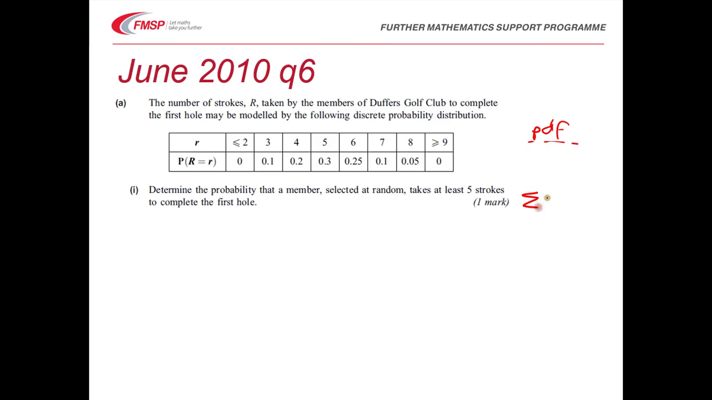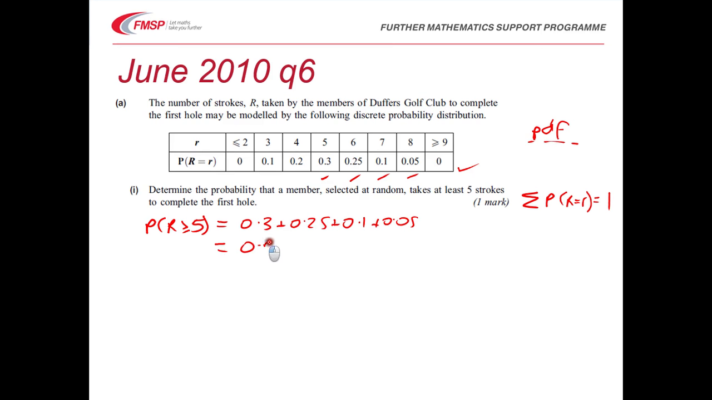So here we're looking at the concept that if you were to add all probabilities together, you should get 1. It's always worth just checking that that's true. Here it is, so that's absolutely fine. But each of these outcomes is independent, so it's more of a question of now adding. So taking at least 5 strokes, this is the probability that R is greater than or equal to 5. So that's going to be this, this, this, and this outcome. We need some evidence that you're adding. I know it's only worth 1 mark, but it's always a good idea just to do a little bit of working out here. Okay, so that's going to give me 0.7, and you're going to get a B mark for doing that.